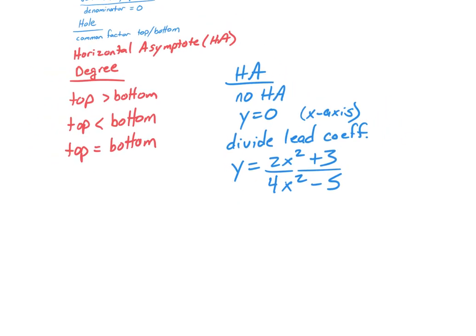In this case, my degree is 2 on top and 2 on bottom. So top and bottom have the same degree, they're equal to each other. And because they have the same degree, we're going to divide the leading coefficients. I call this my A value and this my B value, so we would say y equals A over B. And that would be your horizontal asymptote.